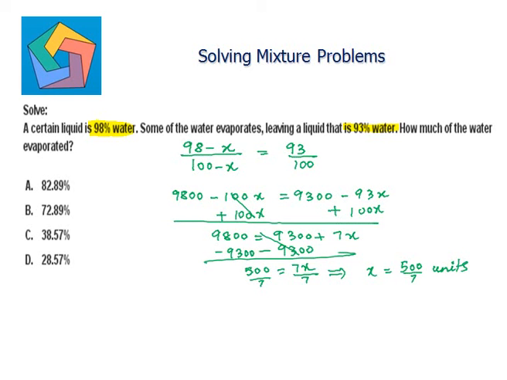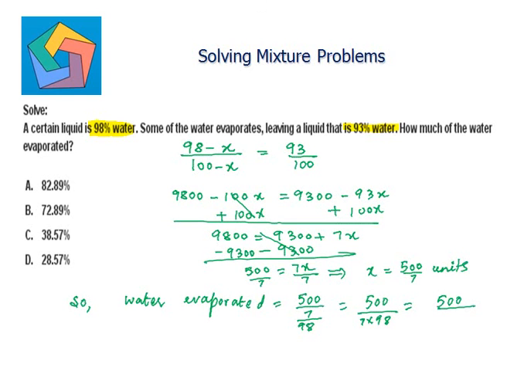Total units of water were 98. So let us divide this by 98. So water evaporated is equal to 500 over 7 divided by 98, which is equal to 500 over 7 times 98, which is equal to 500 over 686. And changing this to percent, let me multiply with 100%. I'll get 50,000 over 686%, which is equal to 72.89% approximately, which is the answer in the B part.